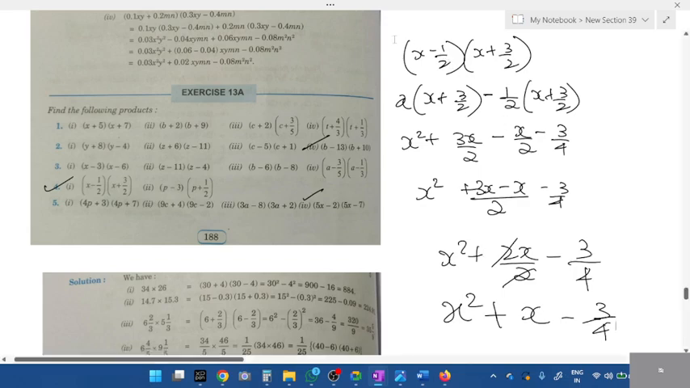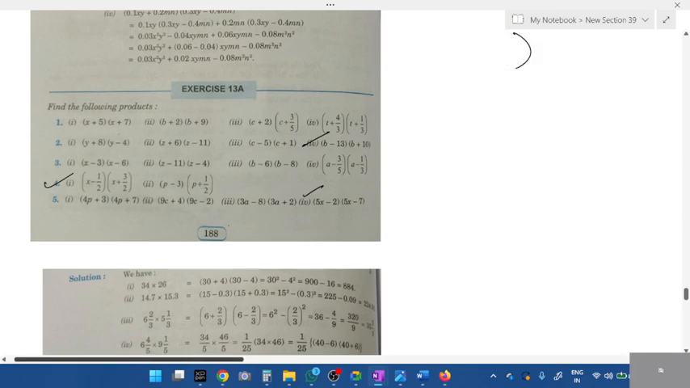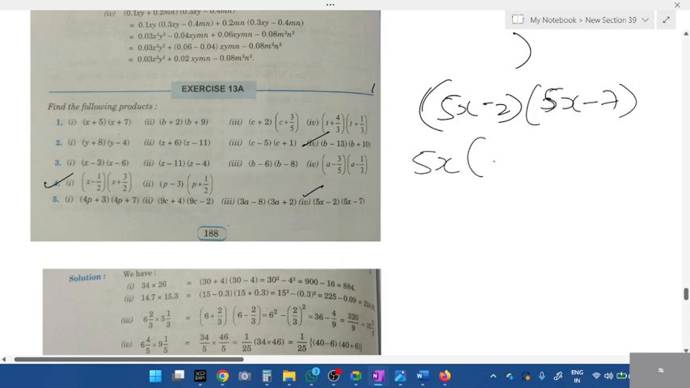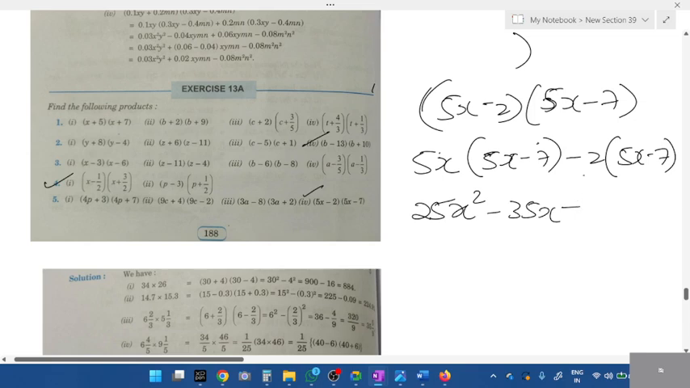Next one. 5x minus 2, 5x minus 7. 5 outside, x plus x minus 7. What is 5 5s, students? 25. What is x into x? x square. So it is 25x square. Just multiply. Next, minus 35x. Minus 5 2s are 10x. Minus into minus is plus, 7 2s are 14.